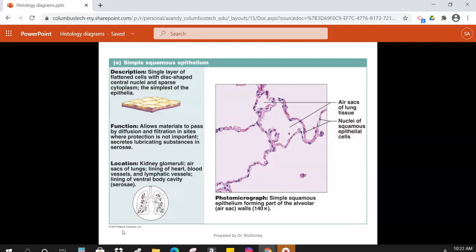And since I am running low on time, I am going to pick back up with these histological images in the next video.